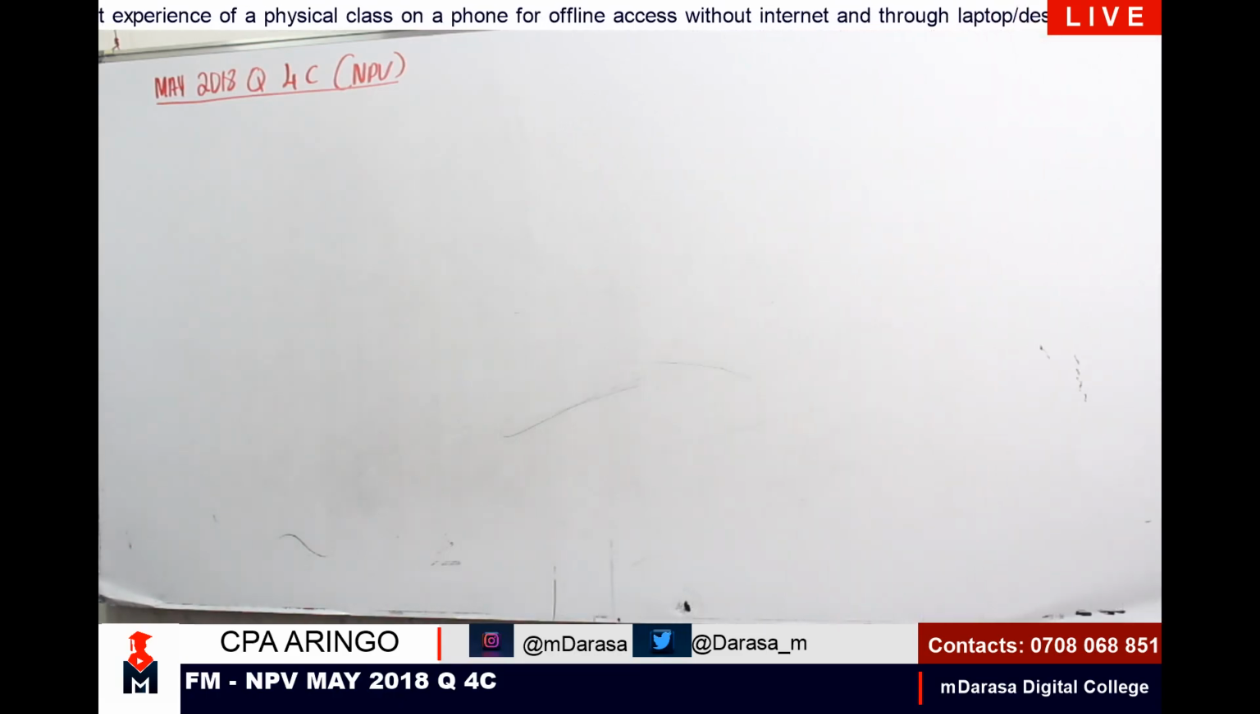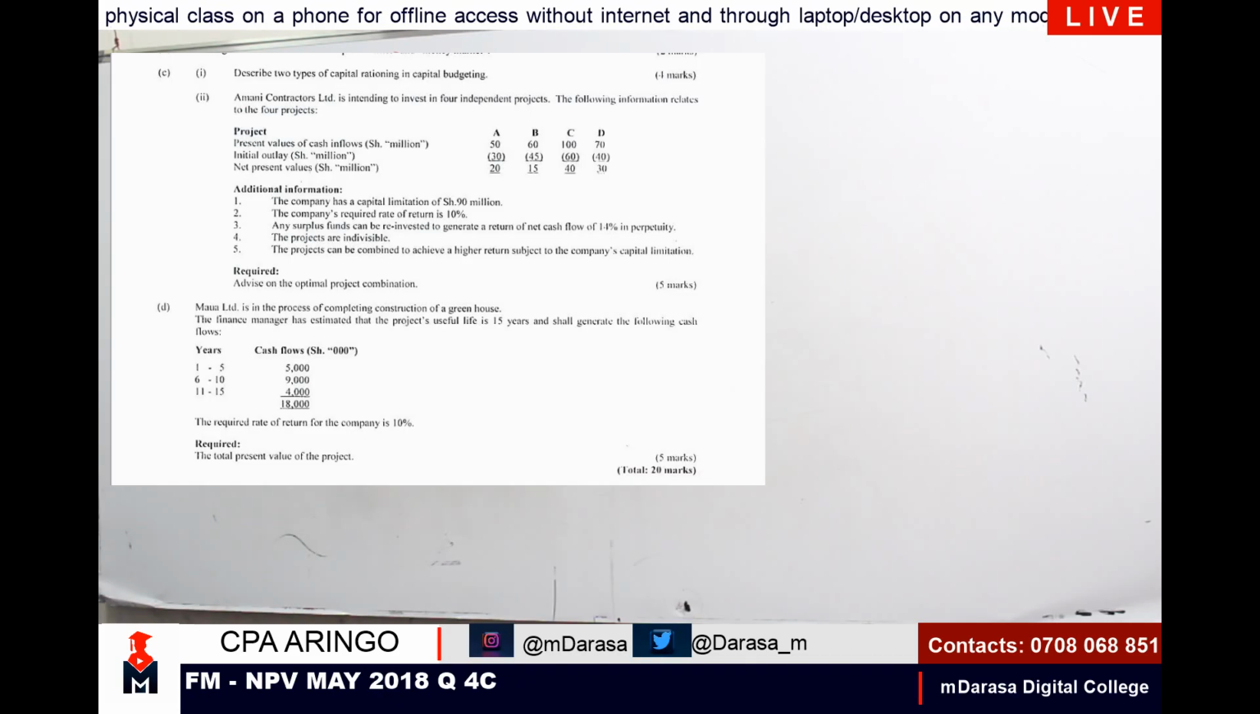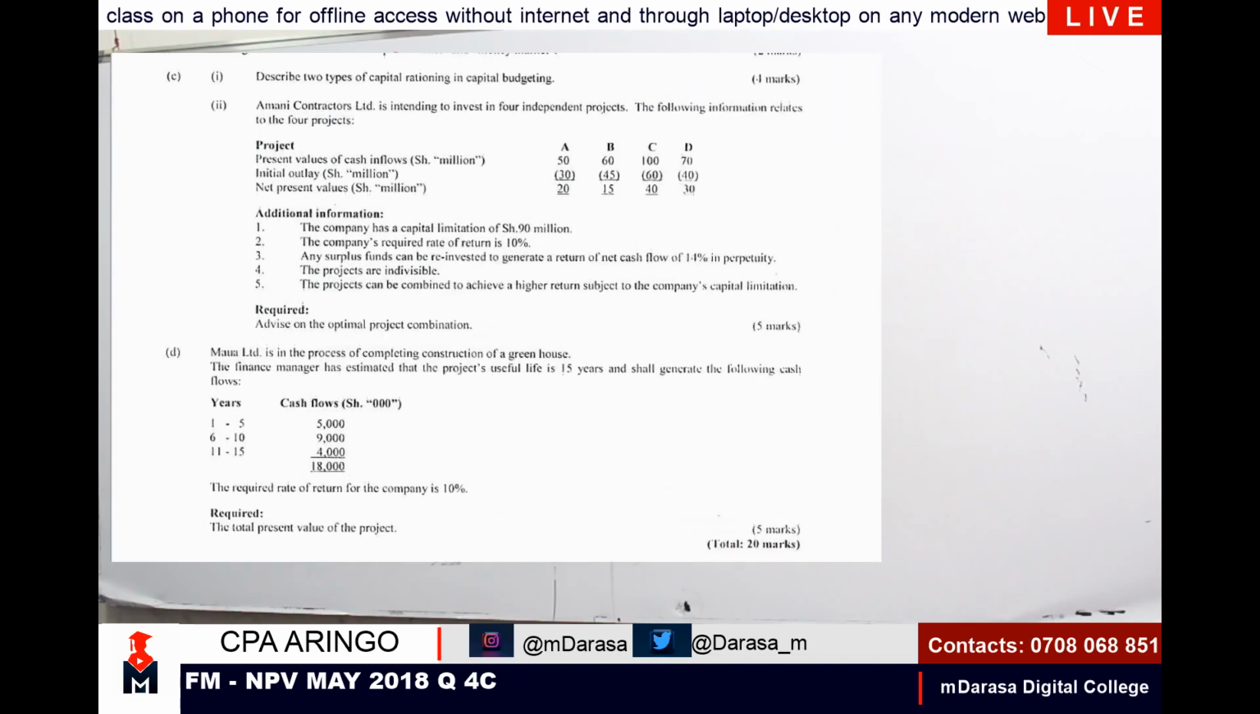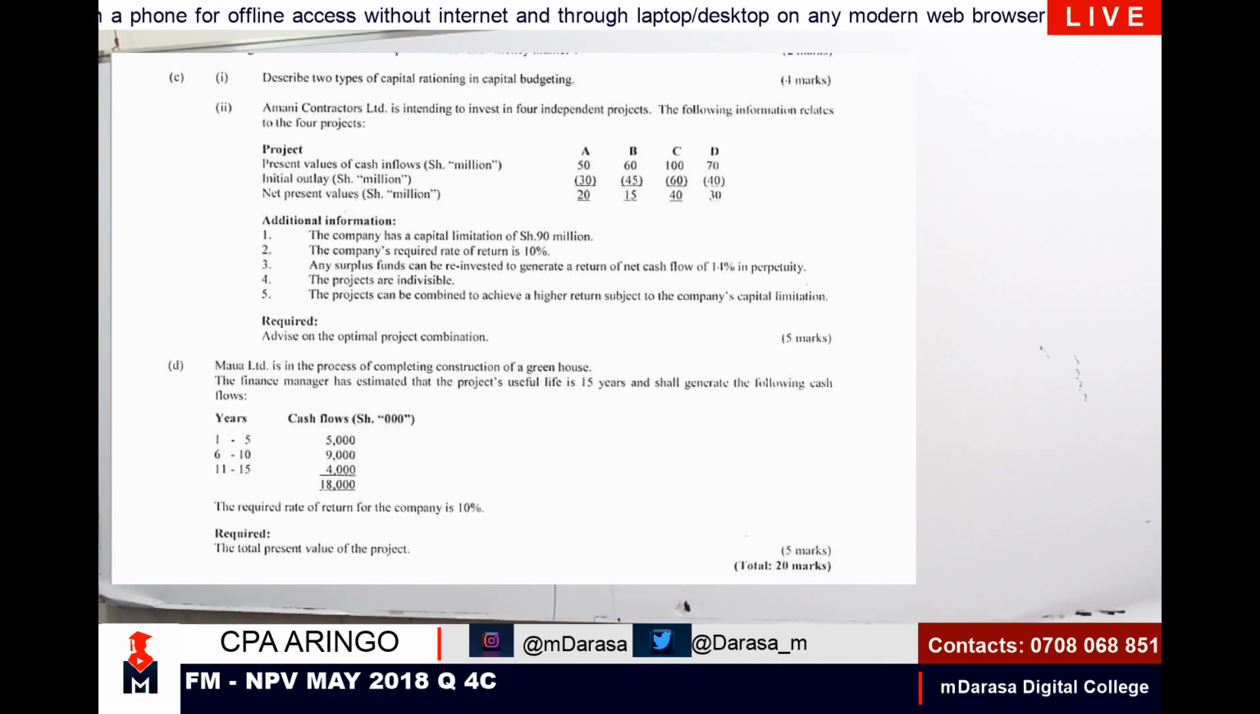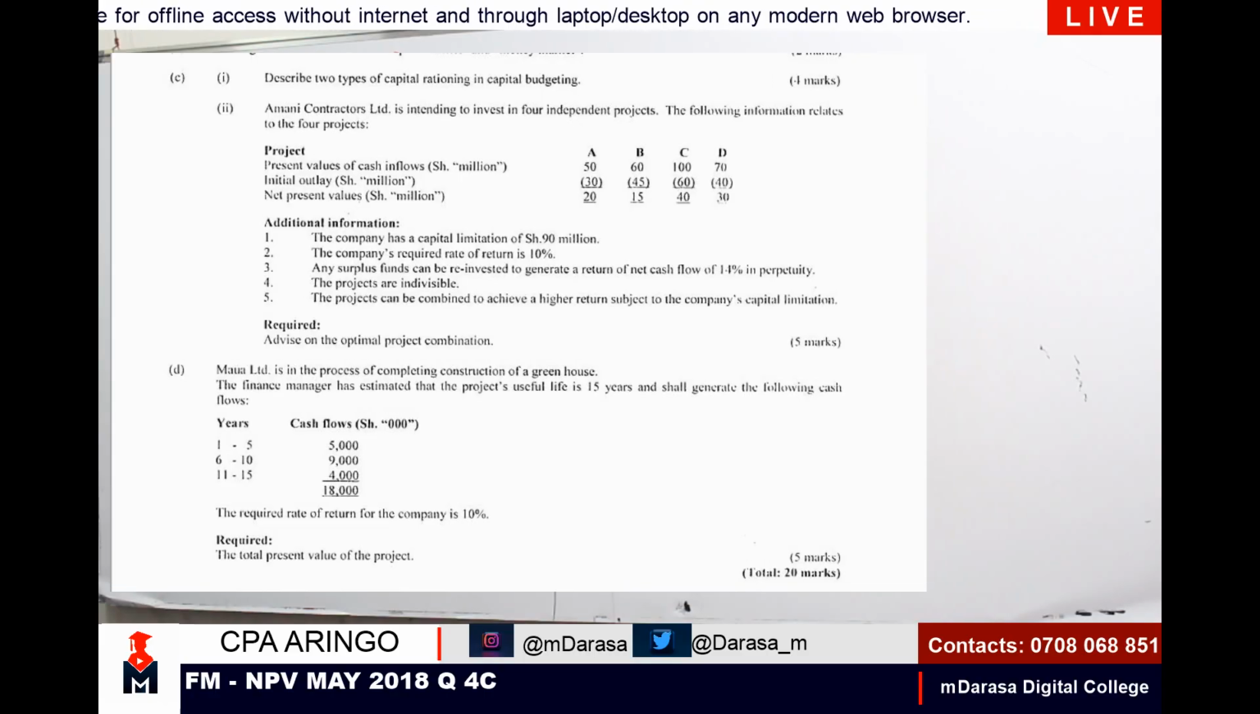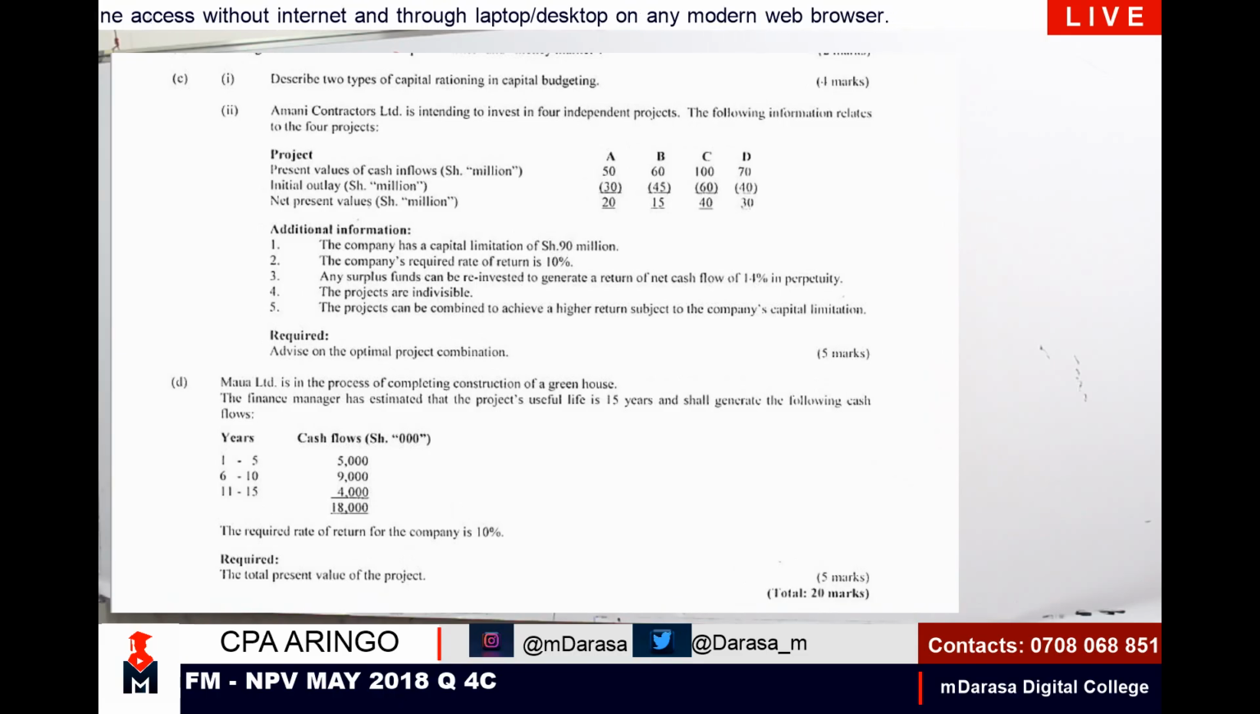The question basically is a concept to do with the net present value, but you are given an area whereby you are supposed to advise the management in various cases. May 2018, question number 4C.